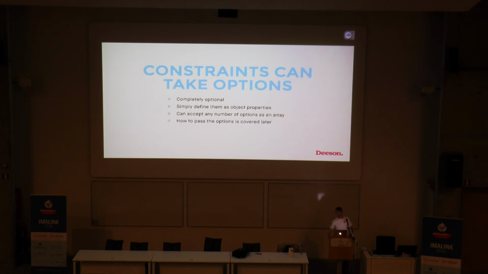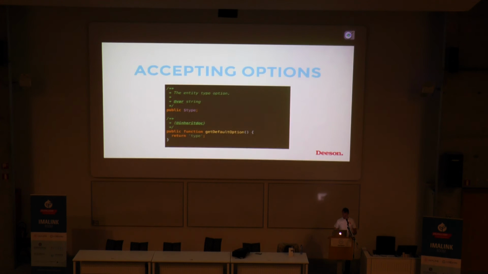So constraints can also take options. And as the word options implies, it's completely optional. If you want to use options, you simply define them as object properties on the constraint plugin. You can accept as many options as you want. So it can be just one, or it can be an array. And how to pass the options is covered later. But this is what it looks like.